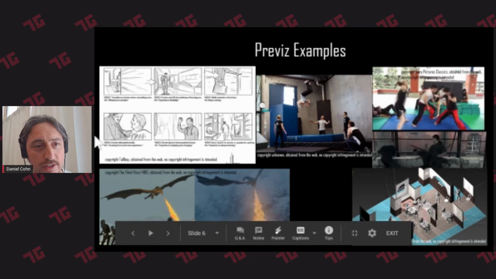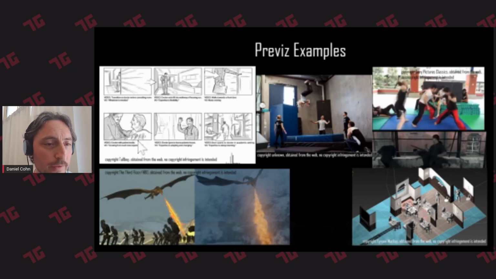So let's look at some previs examples. Over here at the top left, we have classic 2D storyboards, where a storyboard artist will draw everything on panels, kind of like a comic strip. You might add descriptions and arrows for camera or action descriptions. Generally speaking, it is quite a static method of visualizing.